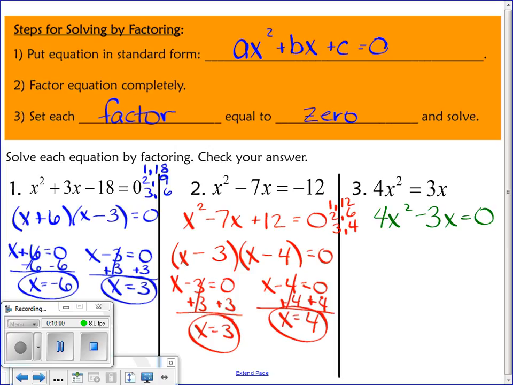This type of problem throws students more than any other type of problem. Because the next step is to factor. What's your GCF? X. For whatever reason, people freak out and they don't take out just the easy step here. Take out the X.